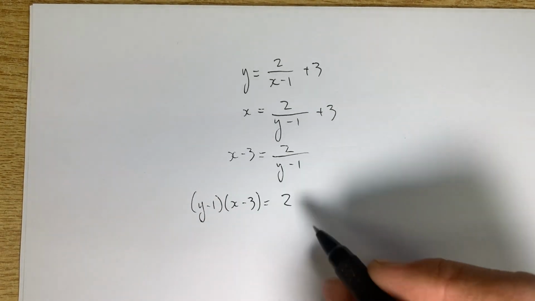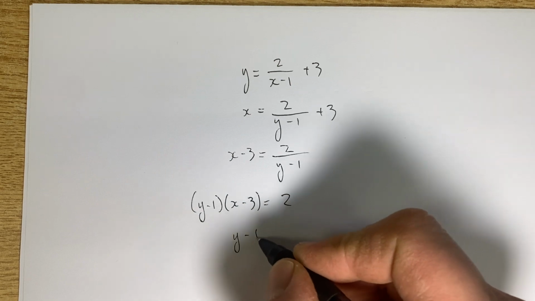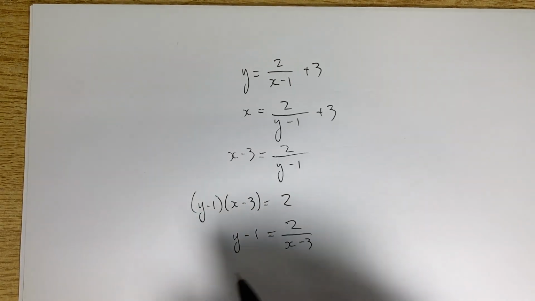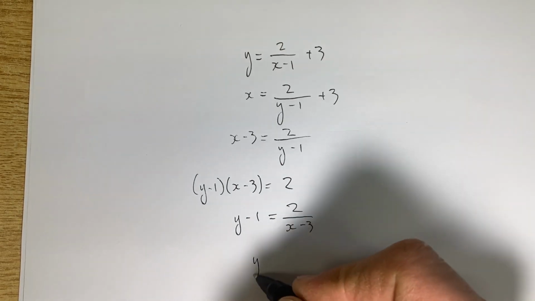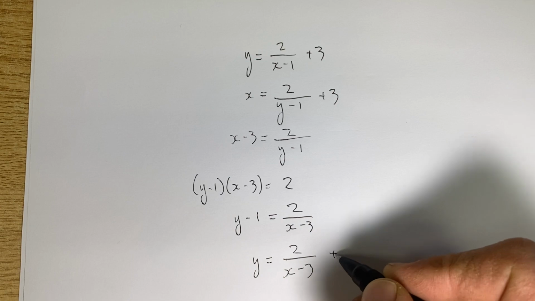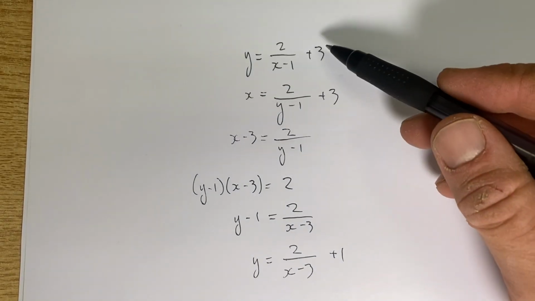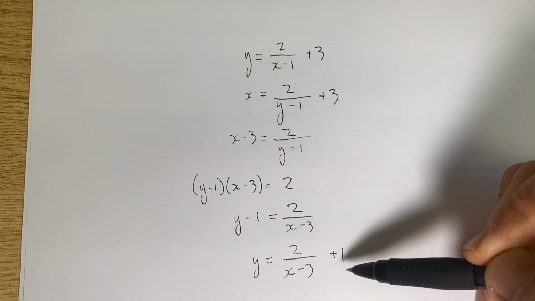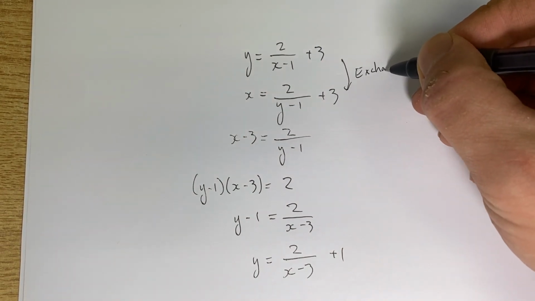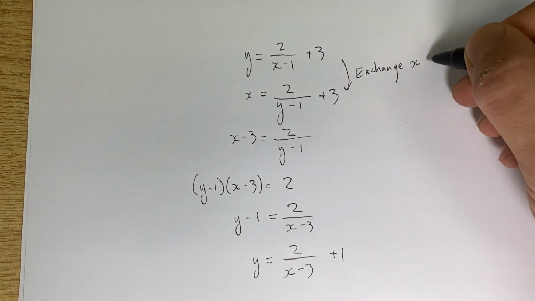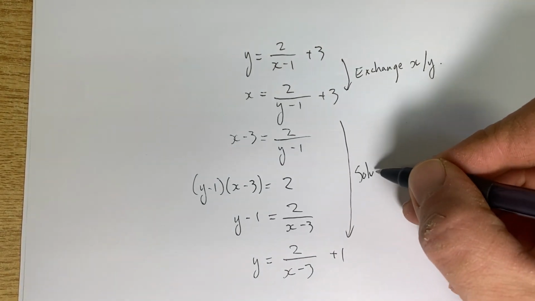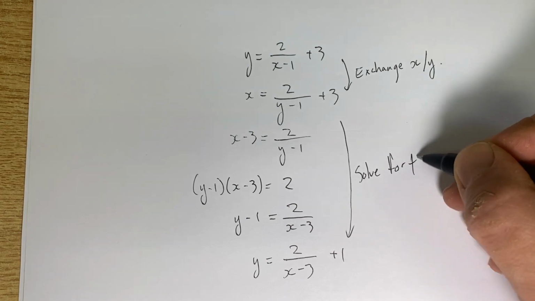Now I'm going to divide both sides by x minus 3. And lastly, I'm going to add 1 to both sides. And so this is my original function, and this is the function's inverse. So I exchange x and y, then I solve for the inverse.